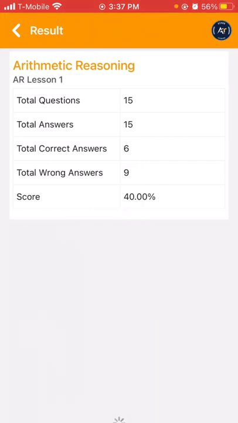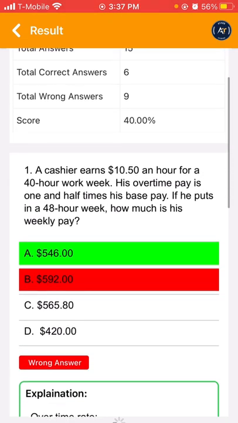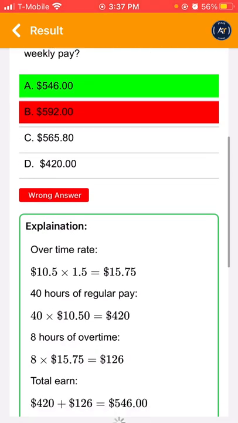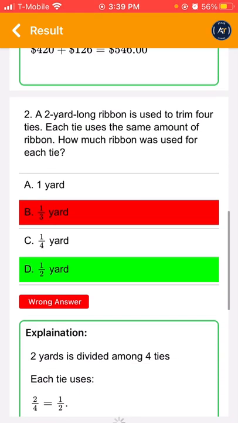Once you submit all your answers, you will be directed to a results section to see your scores. For all the questions you did not answer correctly, you will be shown an explanation and correct answer for each. Look over the mistakes and redo the problems to improve.